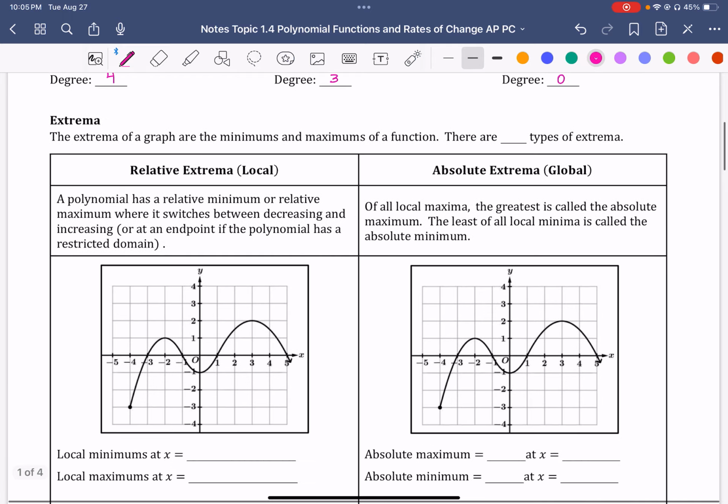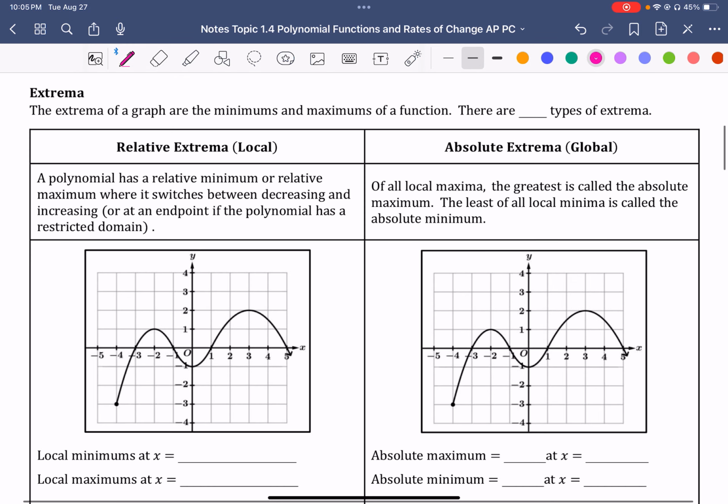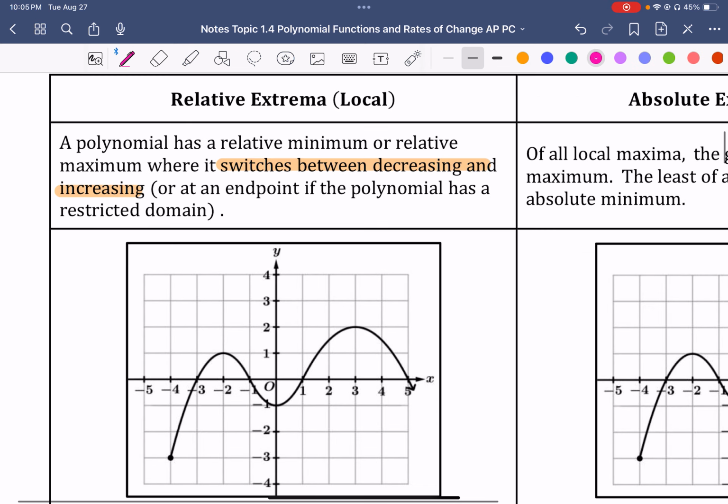Okay. For extrema, the extrema of a graph are the minimums and maximums of a function, and there are two types of extrema. You can have relative extrema, which are also called local extrema. A polynomial has a relative minimum or a relative maximum where it switches between decreasing and increasing, or at an endpoint if the polynomial has a restricted domain. When it says switches between decreasing and increasing, all that means is that your slope is changing from either going up to down or from down to up.